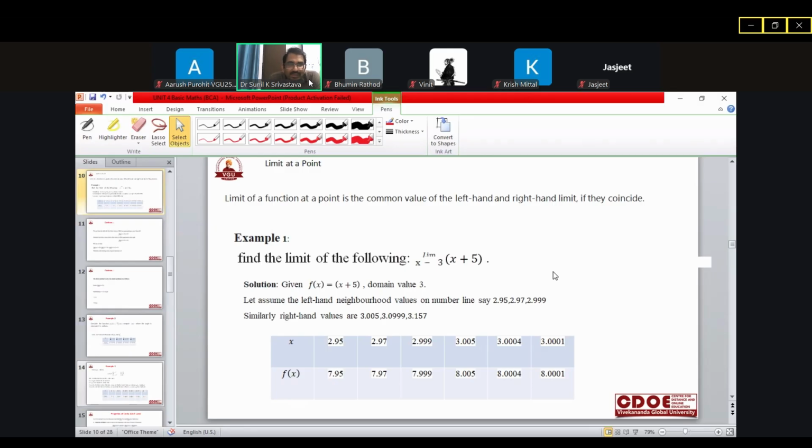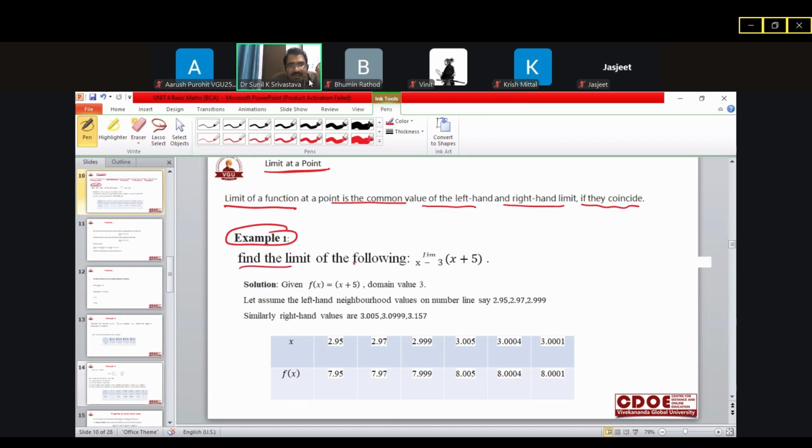Okay, so the limit at a point. We are going to discuss a limit at a point. The limit of a function at a point is the common value from the left hand side and the right hand side, if they coincide.